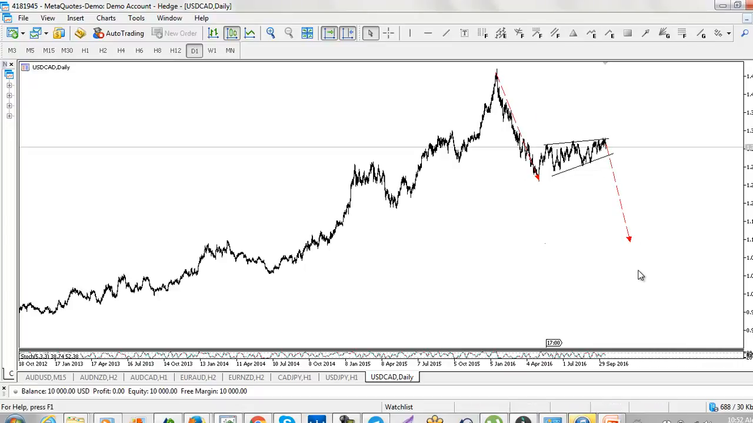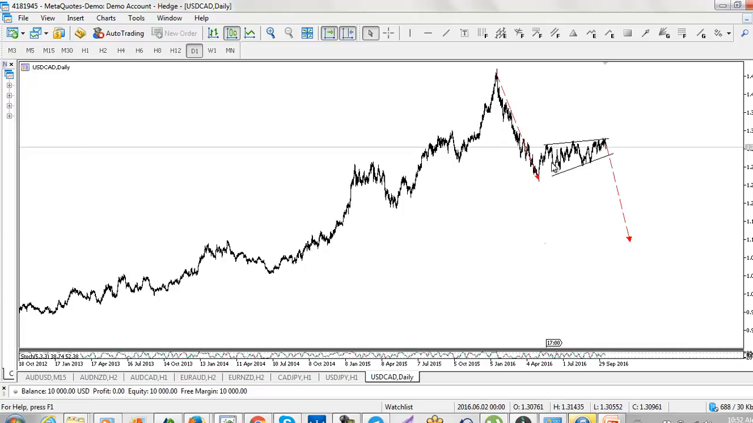Especially if the meeting between the OPEC oil producers and the non-OPEC oil producers in November brings some good news for crude oil, we may see US dollar Canadian dollar falling further. So I'll actually put my money on this. This is just so sweet.